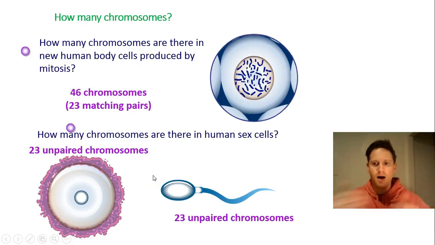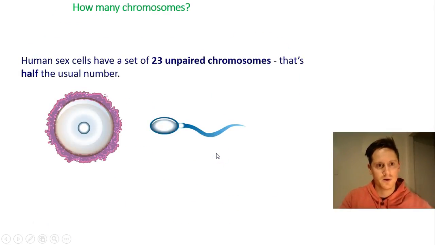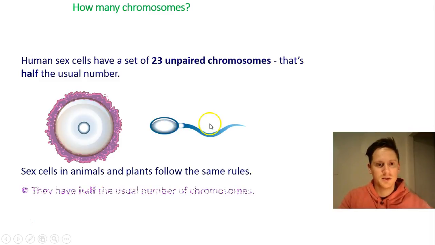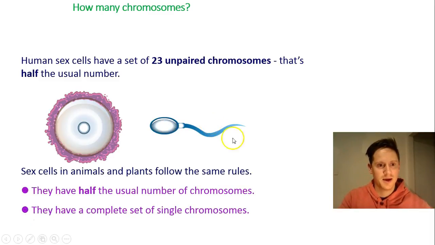Sex cells need to combine to make a new body cell, and that first new cell is referred to as a zygote. So they have to have 23 unpaired chromosomes, and these cells are referred to as haploid cells, because when they combine, then you're going to get the new diploid cell, which will have 23 pairs.